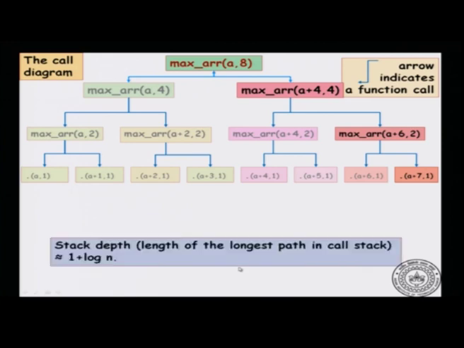So, the stack depth here is about 1 plus log n, that is approximately correct, which is a huge improvement over n. If you think of n as something like 1024, which is 2 to the 10, we are saying that the stack depth is about 10. Notice that in the linear case, we would have a stack depth of about 1024. Instead, we are doing about 10. So, this is a huge improvement in the case of stack depth.